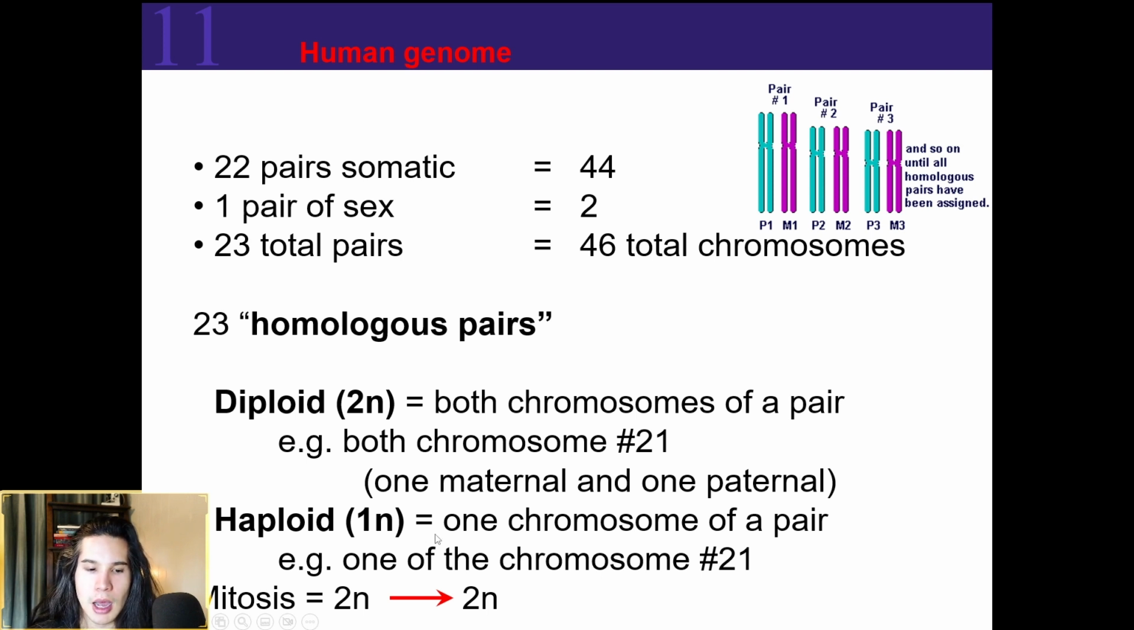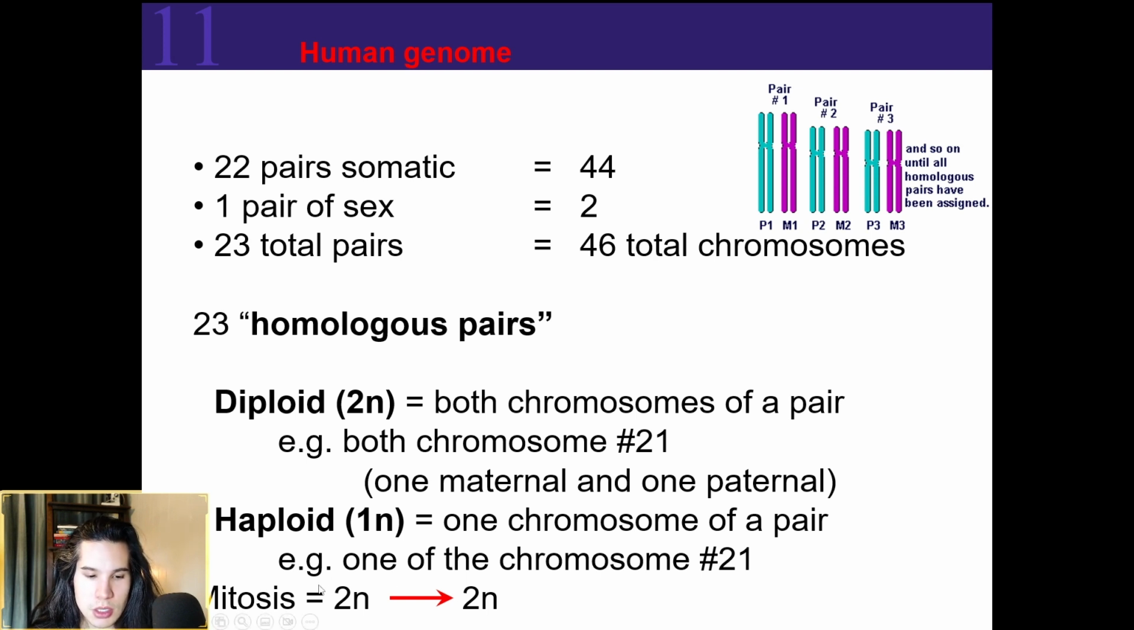Now when we're talking about haploid cells, which are going to be our sex cells, they're going to have only 1 chromosome of a pair. So for example, only 1 chromosome number 21, and that could either be maternal or it could be paternal.